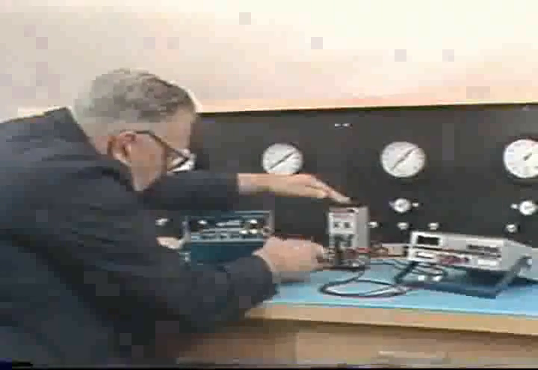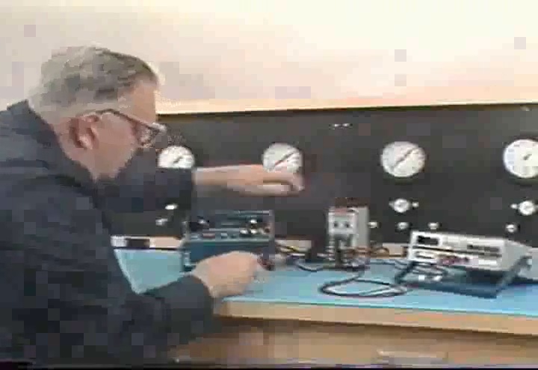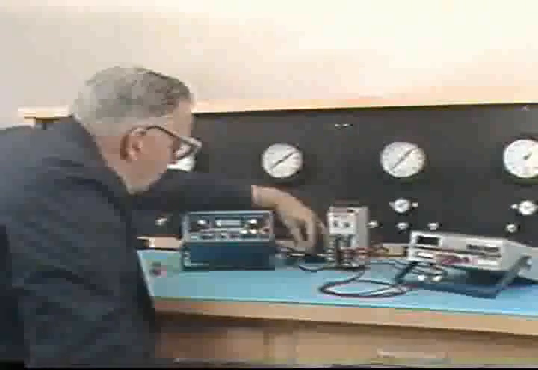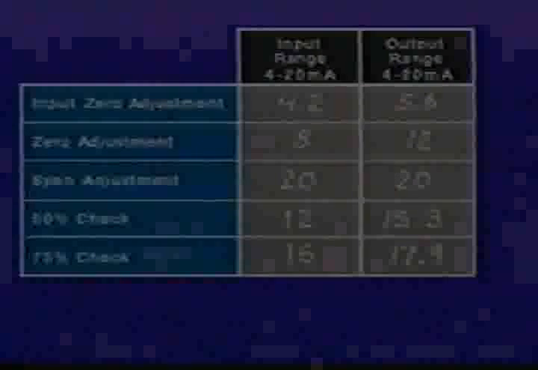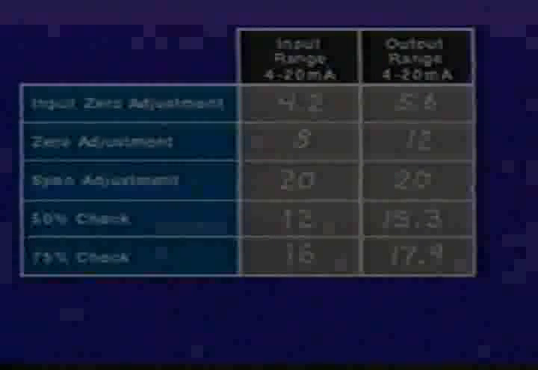Again, the output standard is a milliammeter. For this setup, the power for the output signal is supplied by the square root extractor. The calculations used to determine the test points for the square root extractor are complex. So typically, manufacturers' instructions, like the examples shown here, specify the input values and the expected outputs.